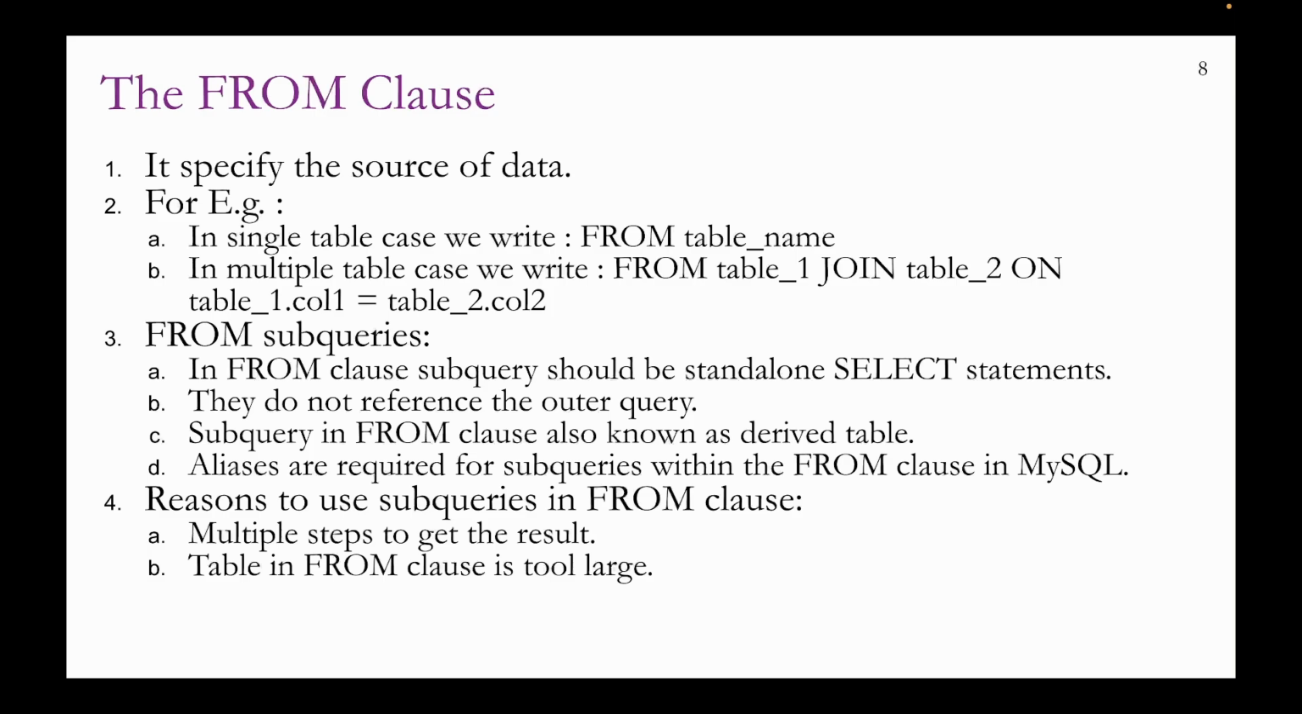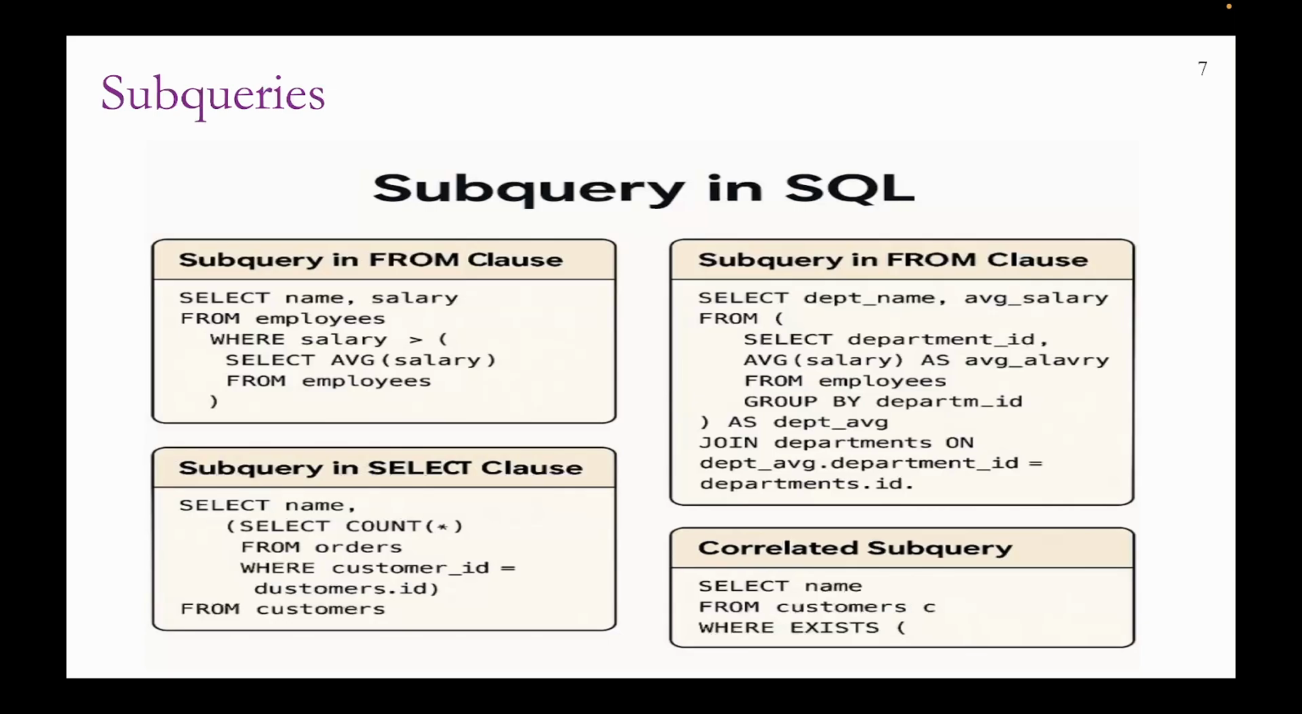And one more thing to keep in mind is that in the MySQL relational database management system, subqueries in the from clause will always use an alias. So you will have to give some table name. As we can see in the previous slide, in the subquery in the from clause, there is an as department average given for the given subquery.